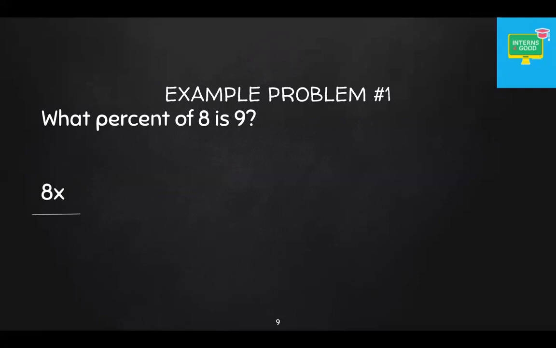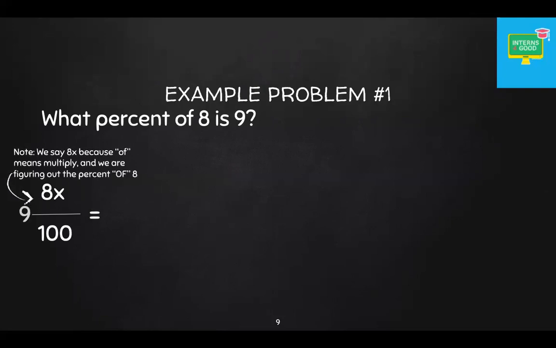8x divided by 100 equals 9. Now, there's a little note next to the 8x. We say 8x because of means multiply, and we are figuring out the percent of 8. That is why we say 8x. We say 8x divided by 100 because it's the percent of 8. And in the beginning, we said that when you see the word percent, think x divided by 100. We say equals 9 because it says in the problem is 9. And again, that key word is.